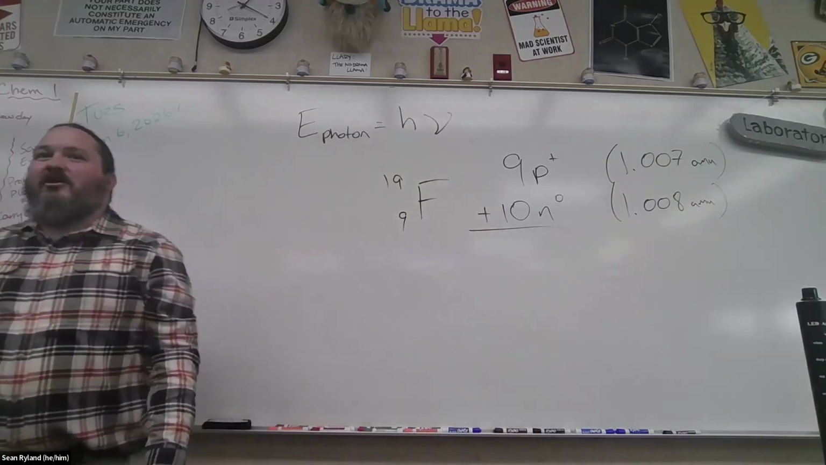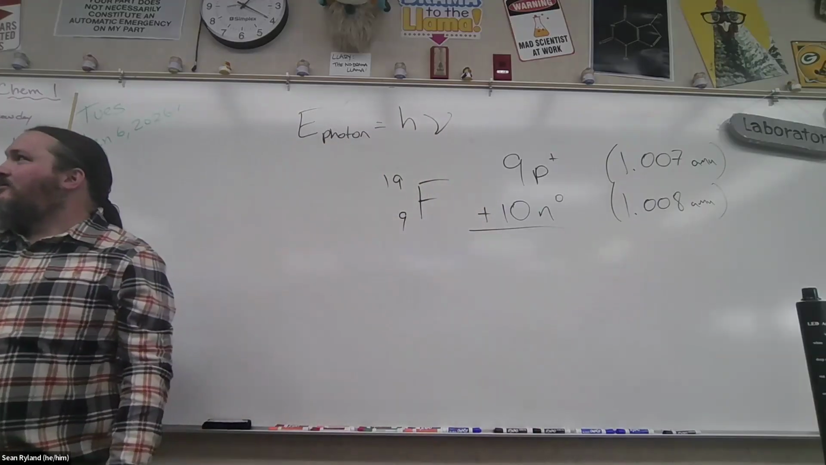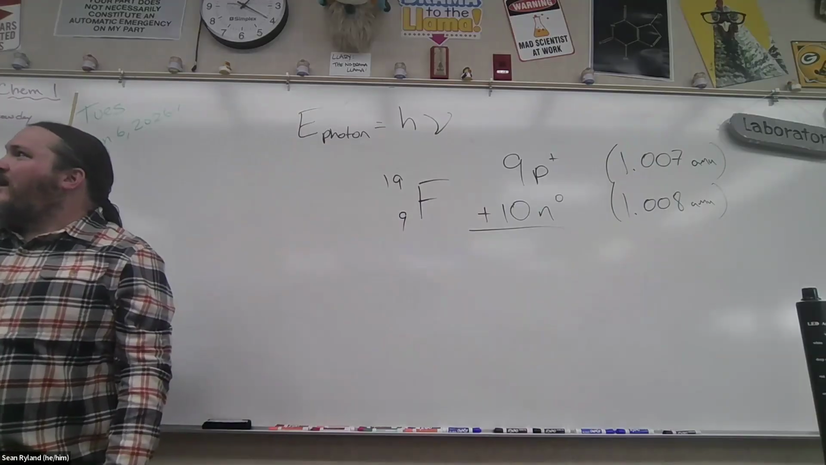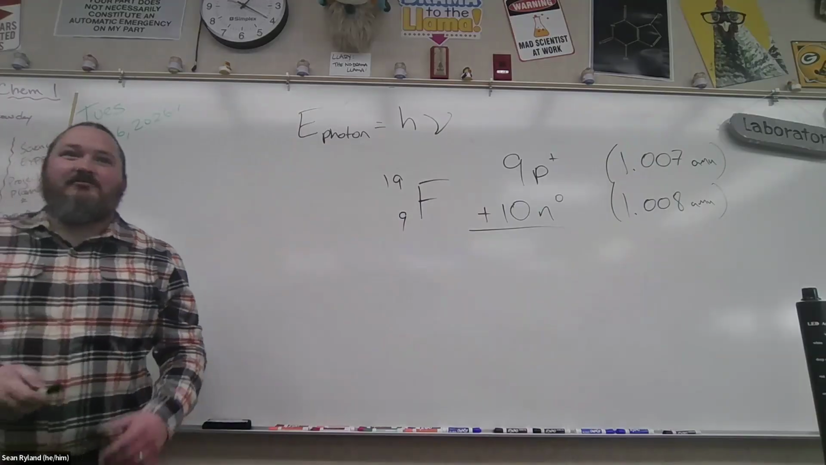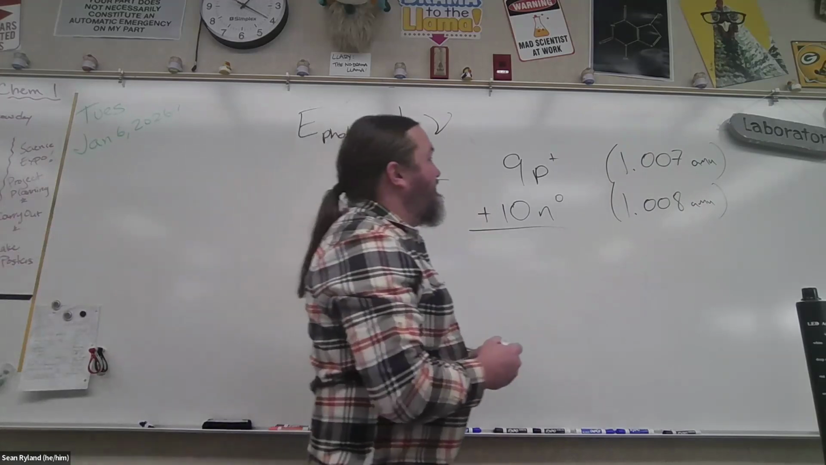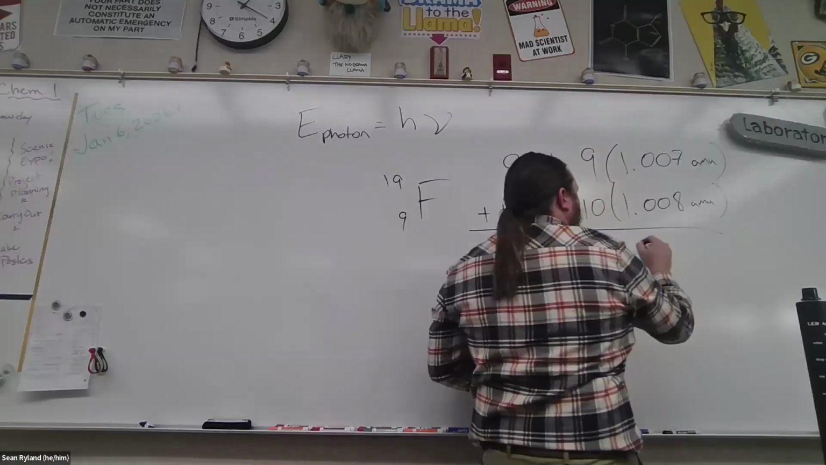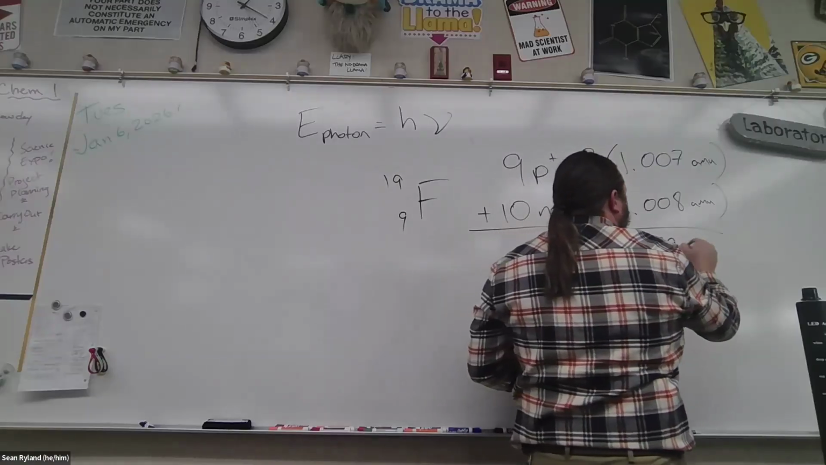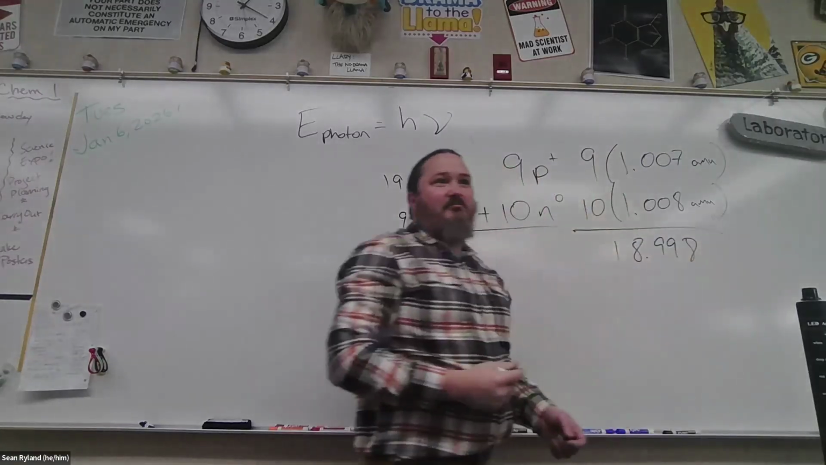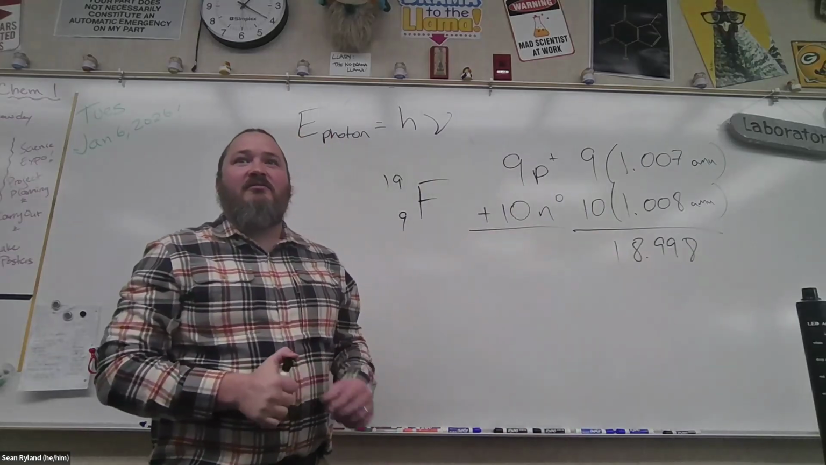What's the mass of fluorine on the periodic table? 18.998. So how is it that 9 times that and 10 times that adds up to 18.998? That math doesn't math.